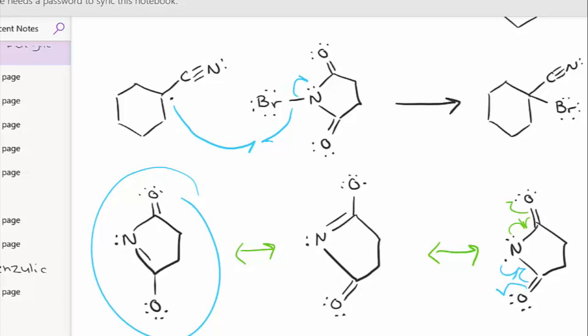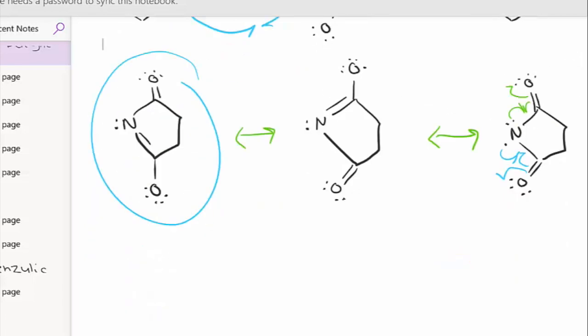But the point is you have a resonance stabilized radical, and this is going to help stabilize the system to some degree. Once we have this radical, we're going to be able to do some propagation. And we want propagation to occur with the molecule of interest that we have, which is the paratoluic acid. And this is the structure of the paratoluic acid.